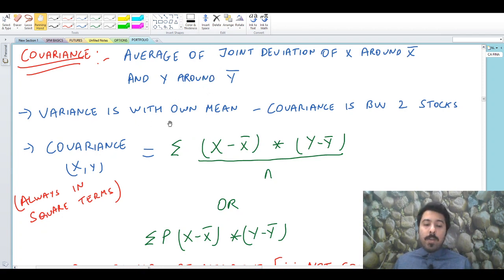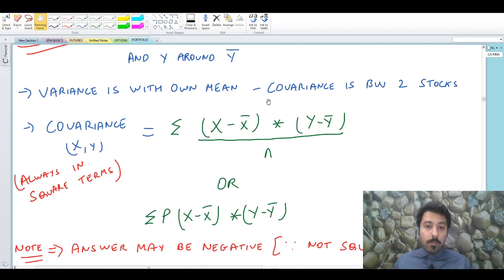What is this? See, variance is with our own mean, x minus x bar, the entire thing squared. We calculate the sum total of that, right? That is our variance. What does it actually do? See, x minus x bar can be negative. That is why we square it, so that it is easier to calculate, right? And later on we calculate the square root of variance to get standard deviation. So variance is with our own mean, covariance is between two different stocks. X minus x bar, the whole square, can be written as x minus x bar into x minus x bar. That's what we are doing. But here we have two stocks, so we have x minus x bar into y minus y bar. In variance we have x minus x bar into x minus x bar, sum total, right? So this is the difference between variance and covariance.